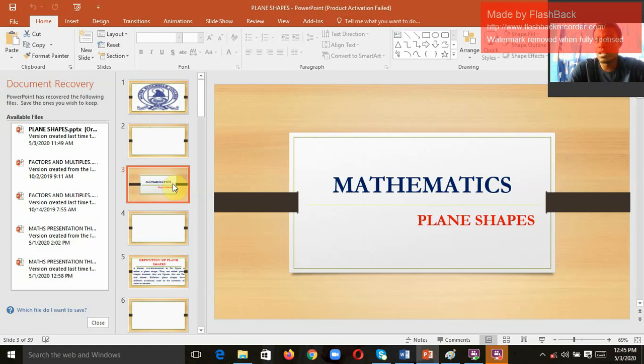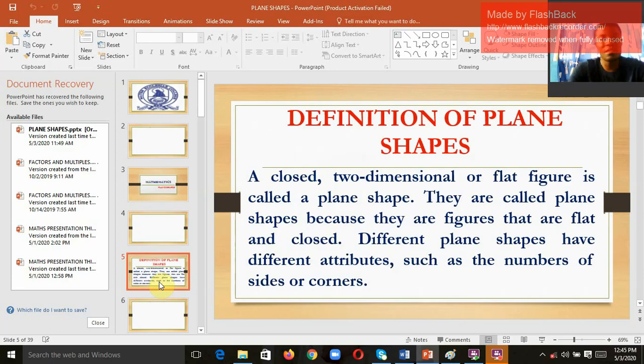So today we'll be looking at plane shapes: the definition of plane shapes, examples of plane shapes, and attributes or properties of plane shapes. So let's start with the definition of plane shapes. What are plane shapes? Now the word plane means flat. The word plane means flat.